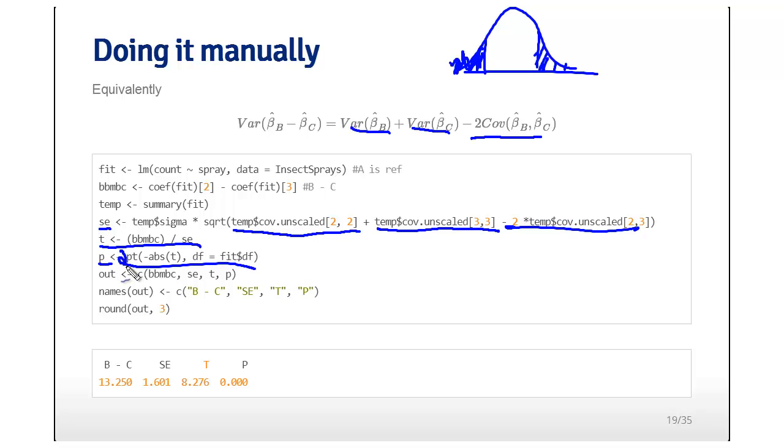I should have put a 2 there, or twice that, if you want the two-sided p-value. The other thing I would say is, by the way, this covariance unscaled gives you the covariance not scaled, and so you have to multiply it by the residual standard deviation. Okay, and my out is just the set of things that I want to output. I'm giving it a bunch of names, and there you go. Round out 3 just means print it to 3 digits. So there's my estimate, there's its standard error, and there's its t statistic.